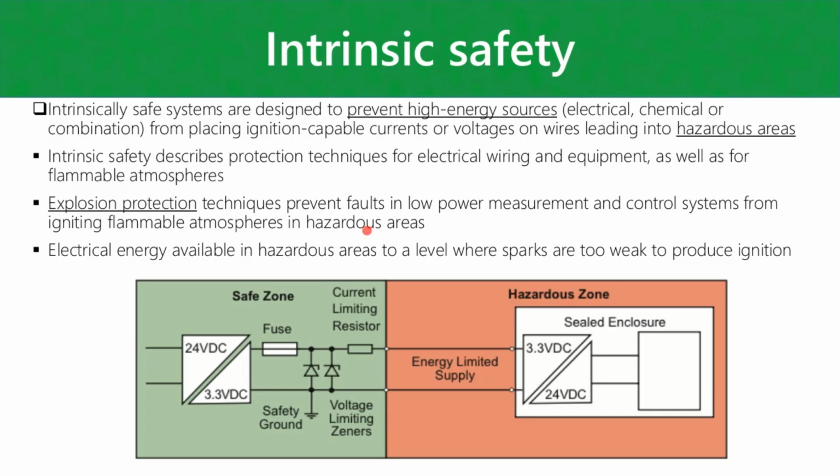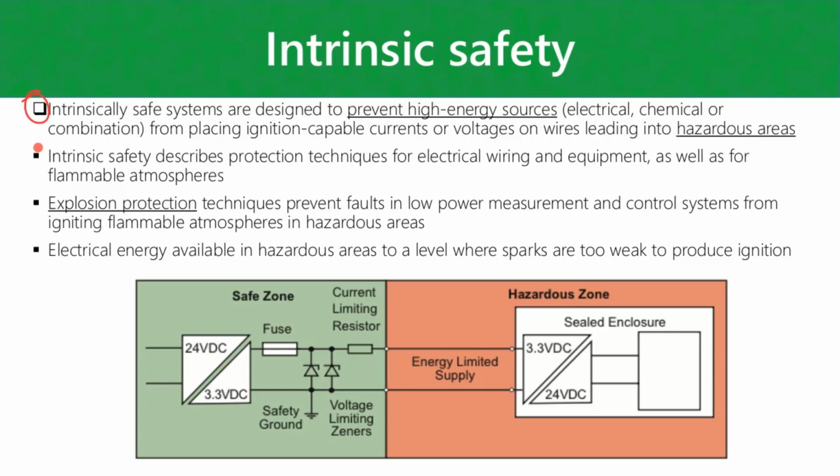So an intrinsically safe system is basically a system that is designed to prevent high energy sources, either electrical, chemical, or a combination of the two, from placing ignition capable currents or voltages on wires leading to hazardous areas. Hazardous areas would be where you have your ignitable atmosphere.